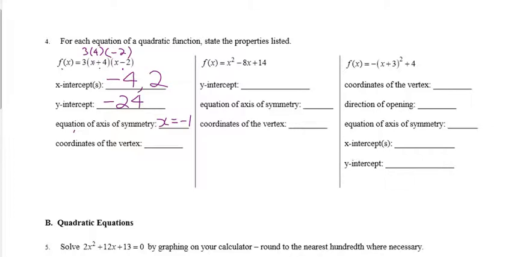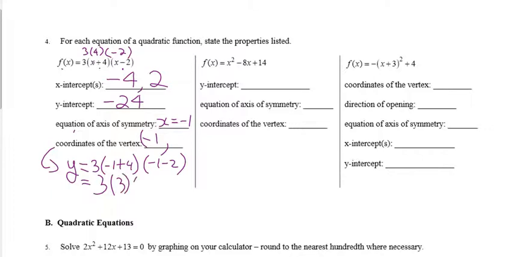So the x-coordinate is -1 because we know the axis of symmetry goes through the vertex. And now we got to do a little bit of work, right? Because we're going to go back up here, we're going to put in x is -1, so let's do this here. Y is equal to 3 times -1 plus 4. So 3 times 3 times -3? -27.